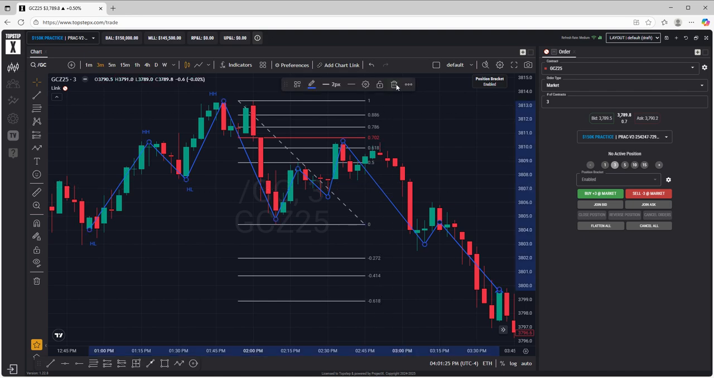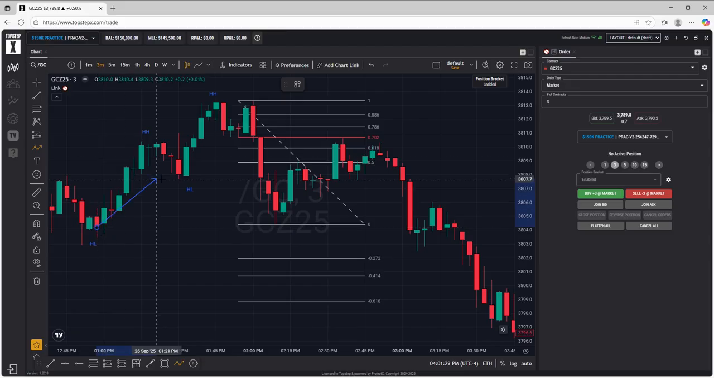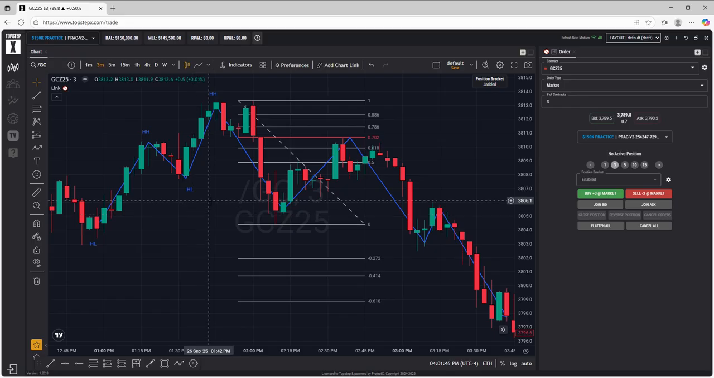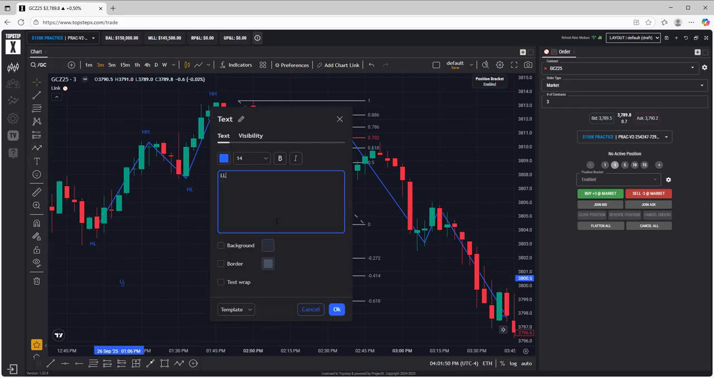So let me draw this again. Same thing still. Higher low, higher high, higher low, higher high, higher low, or lower low, my bad. Lower high, lower low, lower high, lower. That looks way better, right? Lower low.